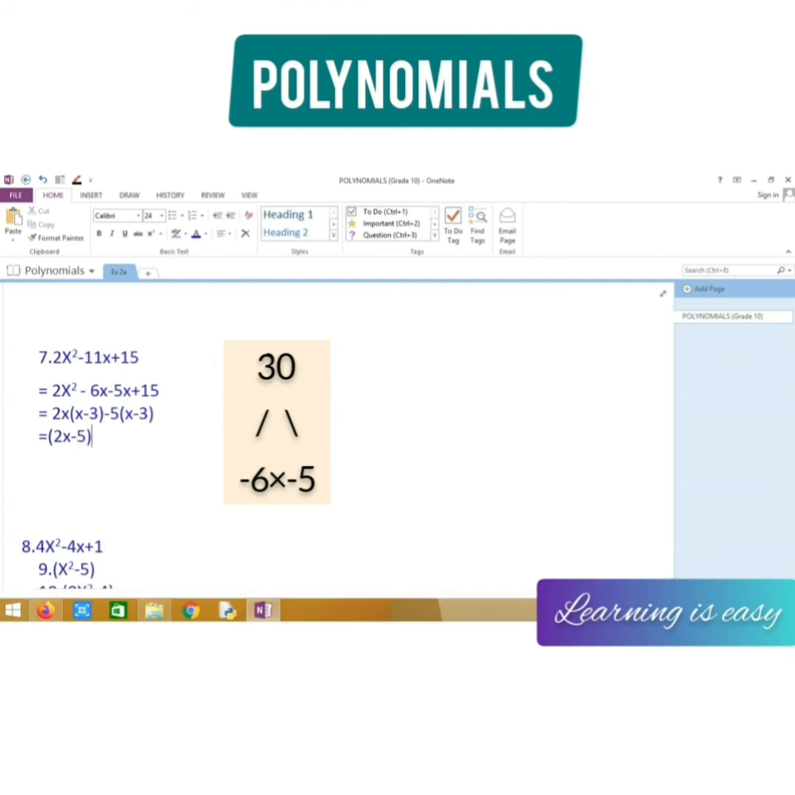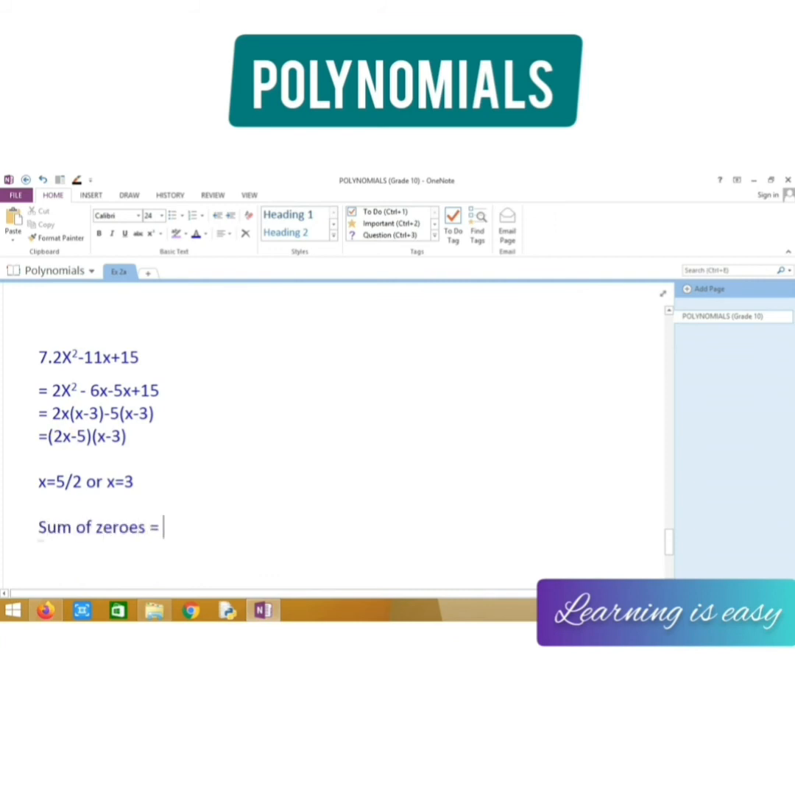So value of x is 5 by 2 or 3. We can verify the sum of zeros and product of zeros here. Sum is 5 by 2 plus 3. So that's going to be 6. 5 plus 6 is 11 by 2. Which is of form minus b by a. So 11 is coefficient of x. And 2 is coefficient of x squared.